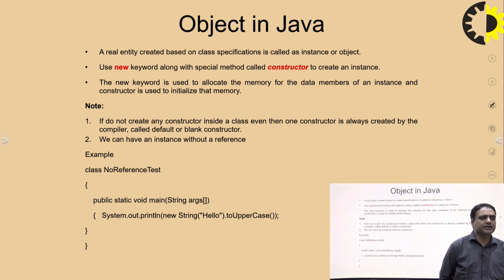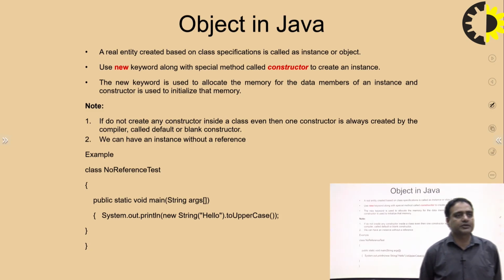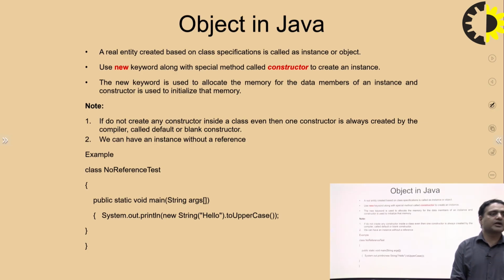The real entity created based on the class specification is called an instance or object. The new keyword, along with a special method called a constructor, is used to create an instance. The new keyword is used to allocate the memory for the data members of an instance, and the constructor is used to initialize that memory.